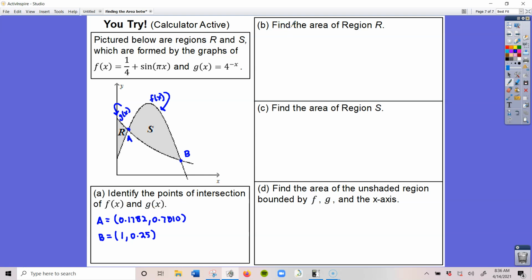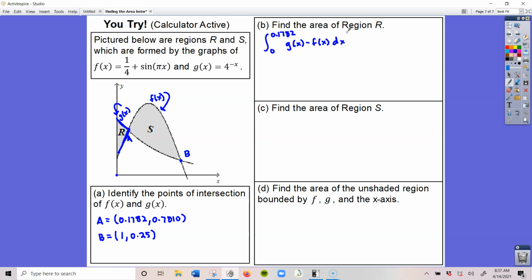The first one here says to find the area of region R. Now region R, we see here that we have g of x, and then this here, this is f of x. So when I set up my integral, I see that the area starts at x is equal to 0. So I'm going to set up my integral here from 0 to the x value of point A, which is 0.1782. And this would be g of x minus f of x dx.